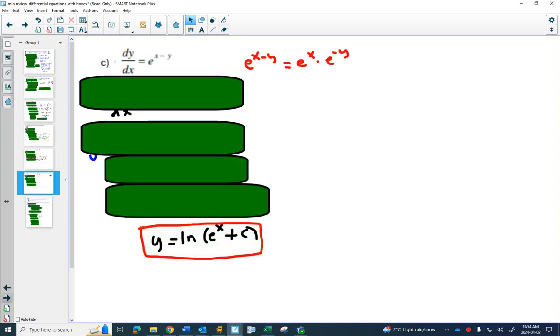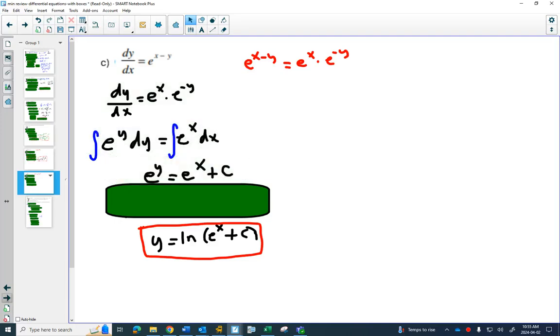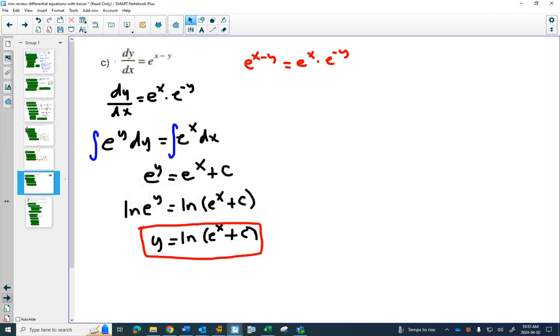All right, and the one at the bottom. So here, as our setup, okay, I need to get my x's and my y's separated. First thing I'm going to do is I'm going to say, hey, e to the x minus y, I can use my exponent laws and write that as e to the x times e to the minus y. Then I can separate them and get my answer.